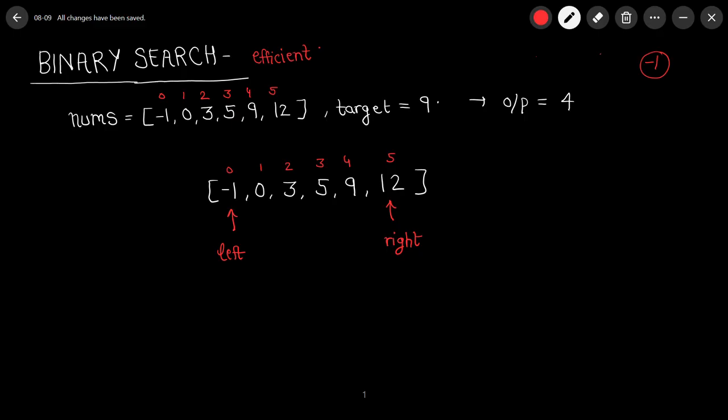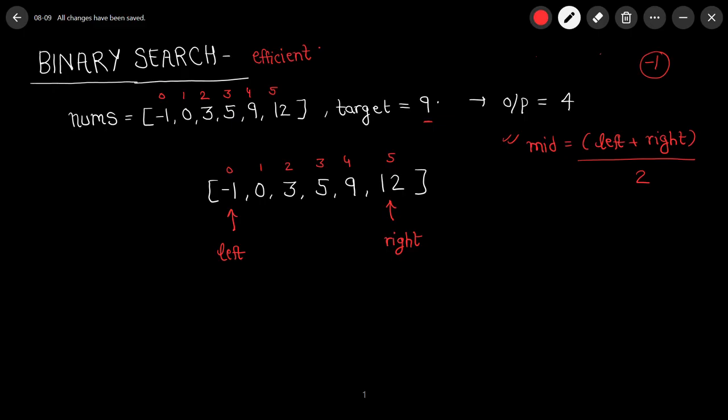And every time we would compute a middle index. So mid will be nothing but the average of these two values, so it would simply be (left + right) / 2. Every time we compute this mid, we would compare the element present at the mid index with our target and then take the necessary decisions.